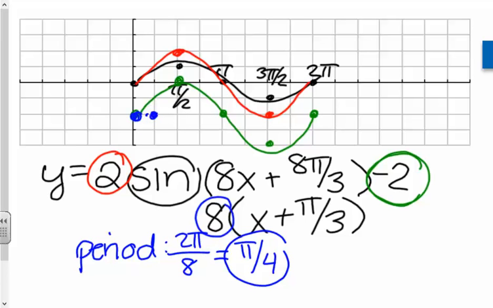So the middle point happens halfway in between, our high point happens halfway between those, our low point halfway between those. This is an insanely tiny graph. All right, so we've got that little bitty sine graph right there.